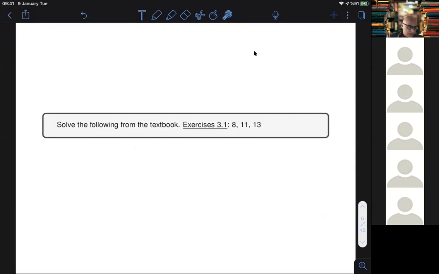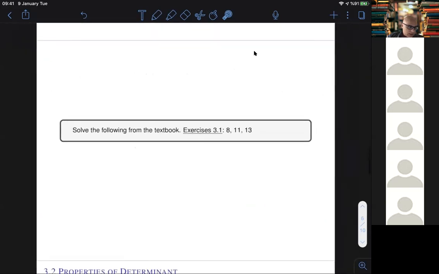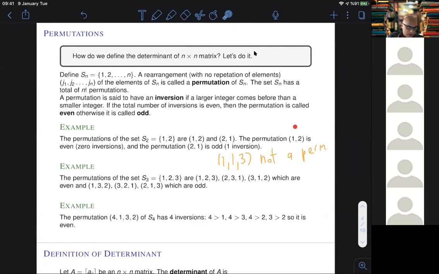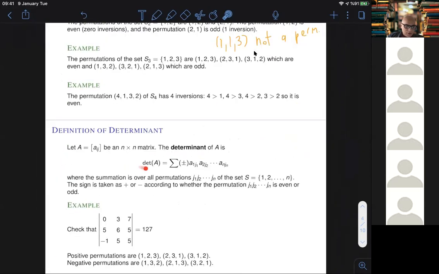Okay. So I just gave 3 exercises from the textbook. You can look at them. So as I said, we will never use this general formula to compute any determinants. Okay, we have much easier ways. We will see them later.